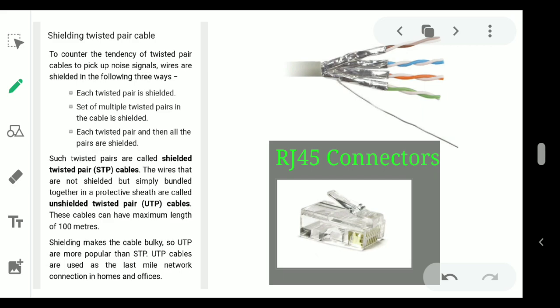Okay, so what are the advantages? STP cables reduce the electrical noise within the cable. Okay, so there is no phenomenon of crosstalk over here. Okay, and also the bandwidth supported is up to 100 Mbps. And so then what are the disadvantages? STP cables are expensive compared to UTP cables. Okay, the maximum distance it can cover is 100 meters only.